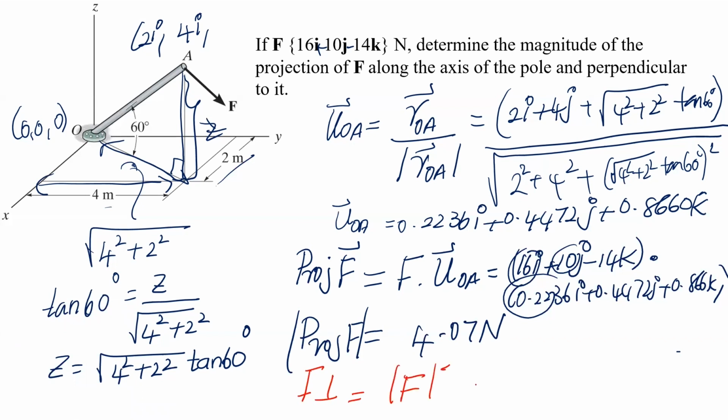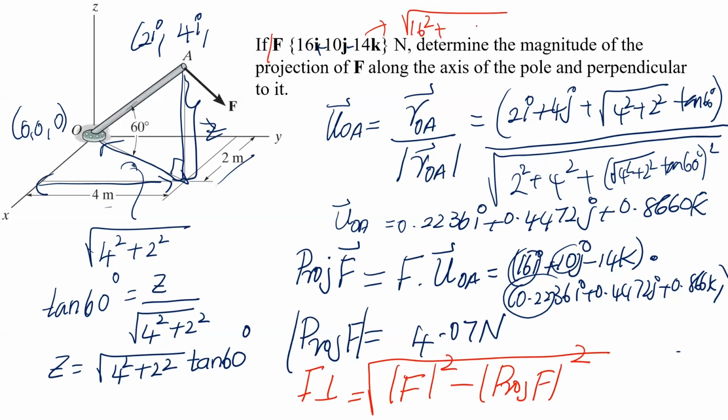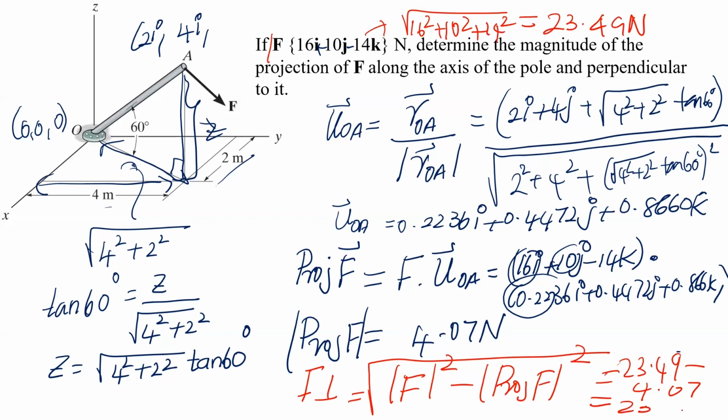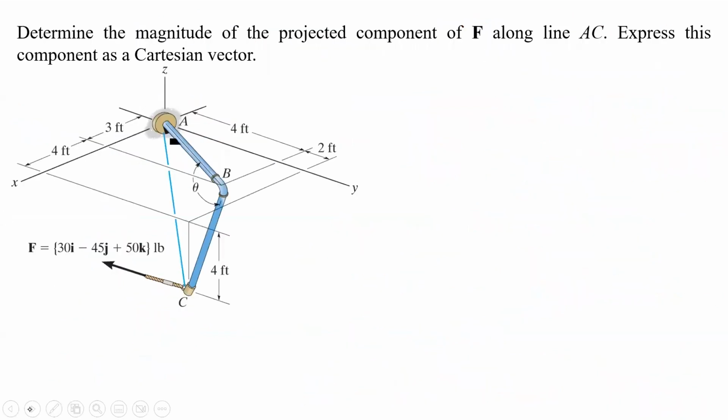So my perpendicular component is going to be the magnitude of my force squared minus the projected component of my force squared, and then the square root of that. So if you get the magnitude of your force, which is the square root of 16 squared plus 10 squared plus 14 squared, you will get around 23.49 Newton. So it's going to be your 23.49 minus 4.07, and you will find your perpendicular component to be 23.01 Newton. So those are my projected components for the vector F acting at point A along the line OA.